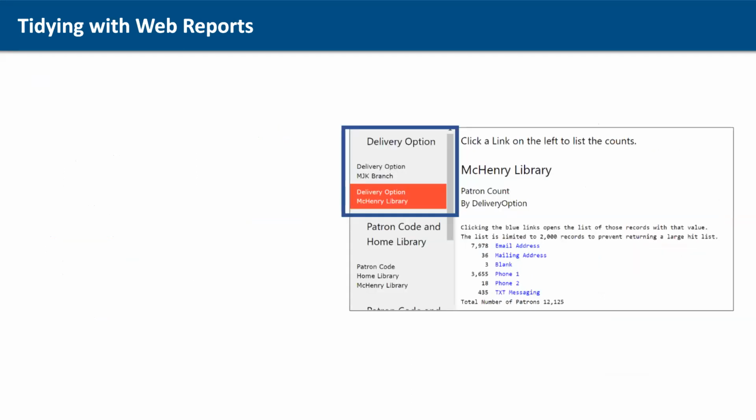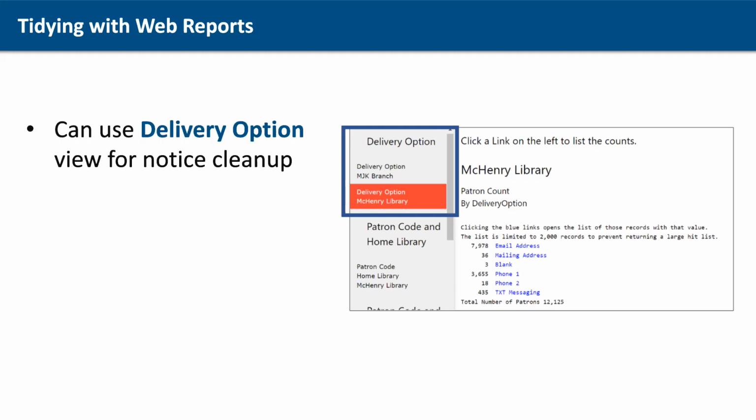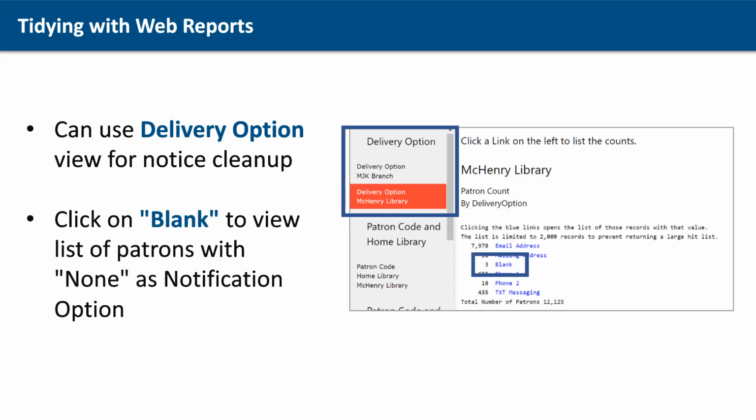Now, before we go on from this report, I want to show you one quick thing with the notice delivery option view. This view breaks down your patrons by how their notices are delivered. Earlier in the session, we discussed cleaning up patrons that have a delivery option of none. You can also identify these patrons using this tool. The delivery option count will give you patrons whose delivery option is blank. So these are, again, patrons who don't have a delivery option defined. Again, you can click that entry for blank, see what patrons do not have a delivery option defined, and clean them up like we saw before.